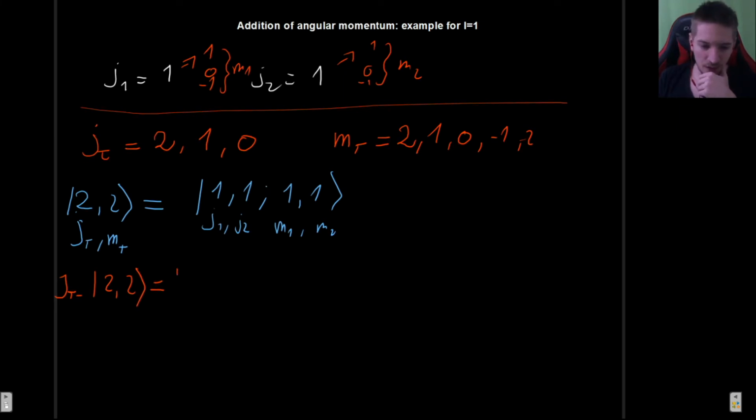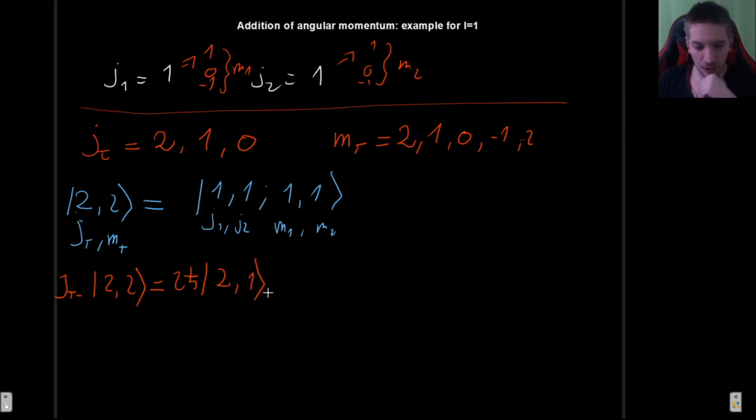And when we do that, we know that it's going to give us h bar times the square root of the value of j times j plus 1. So that's going to be 2 times 3, which is 6, minus the value of m times m minus 1. So that's going to be 2 times 2 minus 1, which is 1. So this right here is going to give us 6 minus 2, and that's 4, and the square root of 4 is 2. So we can actually just replace all of this with a 2, and I like to write it like this. So 2 h bar. And now our ket is not going to be 2, 2, it's going to be 2, 1.